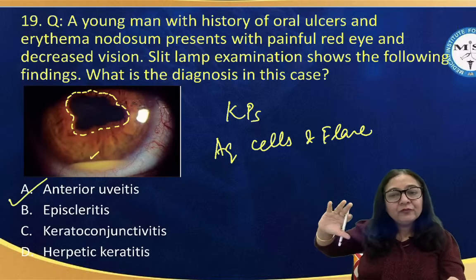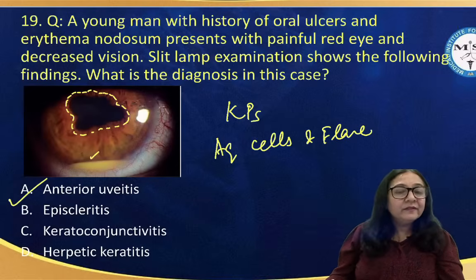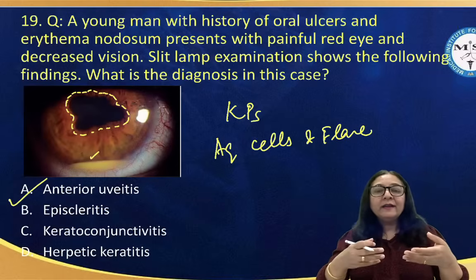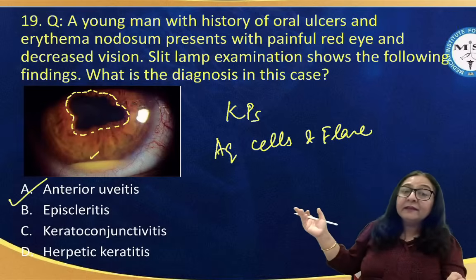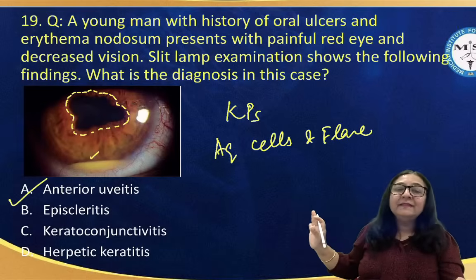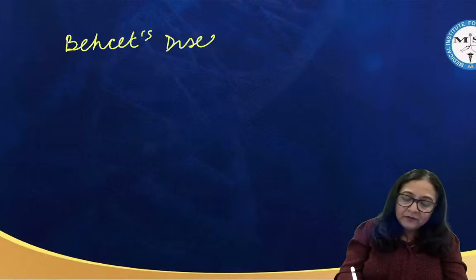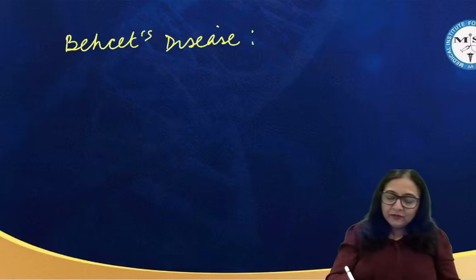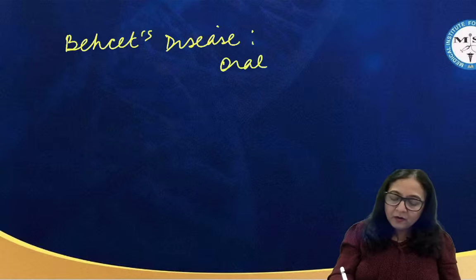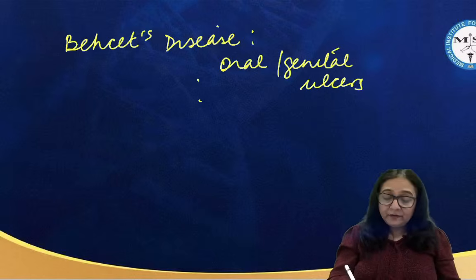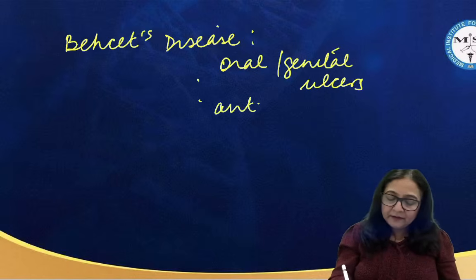Episcleritis is inflammation of the superficial part of the sclera. Keratoconjunctivitis will be cornea and conjunctival involvement. Herpetic keratitis mostly causes a dendritic ulcer. So none of these are true. This particular case is actually a case of Behcet's disease. In uveitis you should know, especially when the uveitis is associated with systemic disease, the patient can have oral or genital ulcers, skin lesions like erythema nodosum, and an anterior uveitis picture.